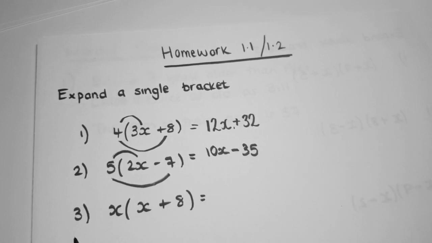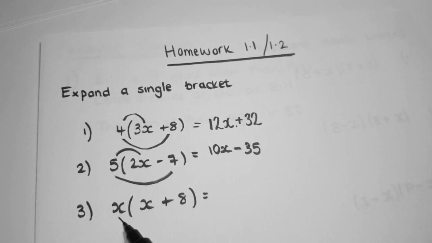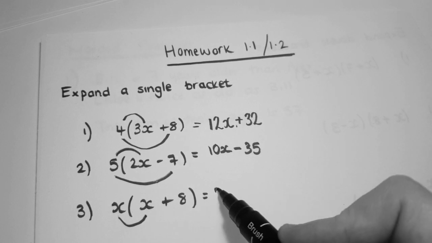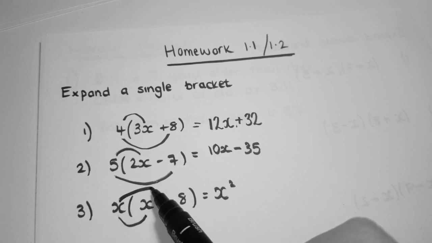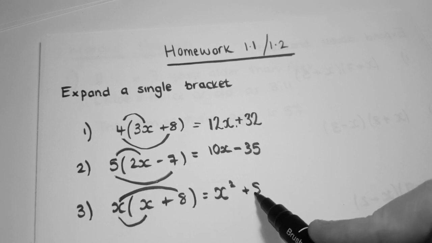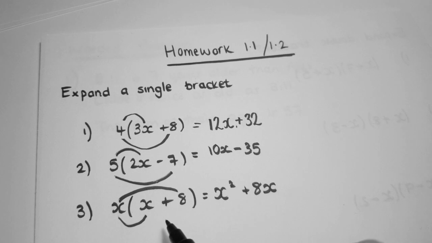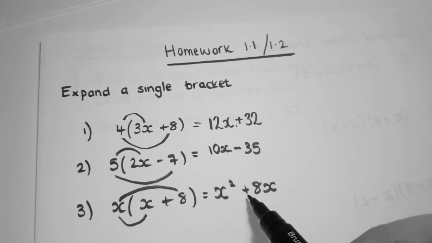Last one, if there's a letter outside, just be careful. When you multiply something by itself, it becomes a squared term. So x times x gives me x squared. And then you've got x times 8 is 8x. And this one works exactly the same. If that was a minus there, that would be a minus 8x there.